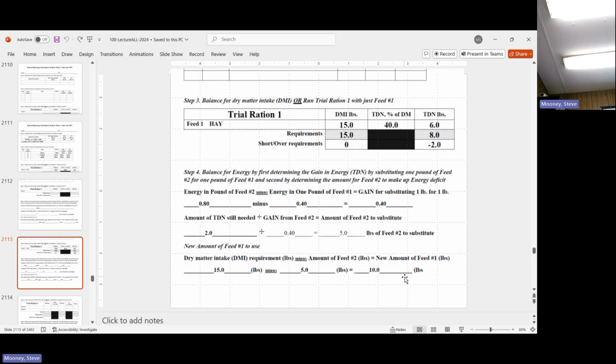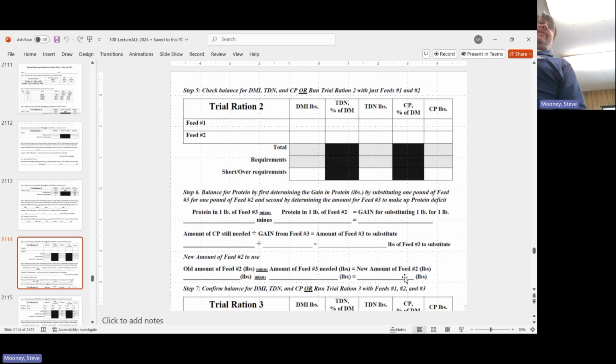So dry matter intake, where do I get that from? The requirements area up top. I bring down the 5 pounds of feed 2. I subtract 15 minus 5. That 10 is the number of the new feed weight for feed 1. So now my next ration is going to be 10 pounds of hay dry matter and 5 pounds of corn dry matter. So we go to the next sheet.